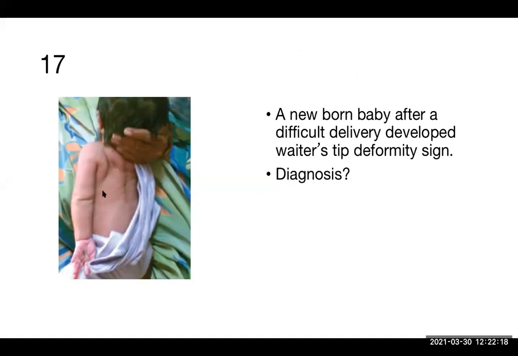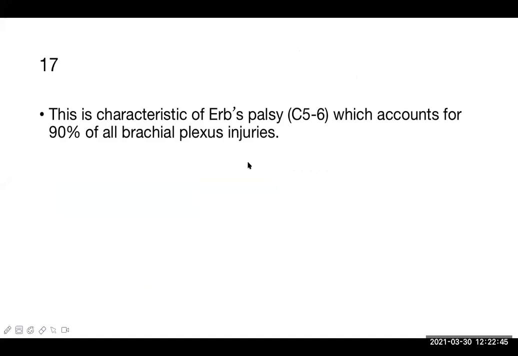Now, usually, this type of deformity occurs during breech delivery. During breech delivery, what happens? The body comes out first, and the head may get stuck there. So they may pull excessively on the arm or something like that, just to deliver the head. Because of that, there is overstretching of the upper trunk of the brachial plexus, leading to Erb's palsy. Okay, see this? This is characteristic of Erb's palsy, C5 to C6 nerve damage, which accounts for almost 90% of brachial plexus injury.